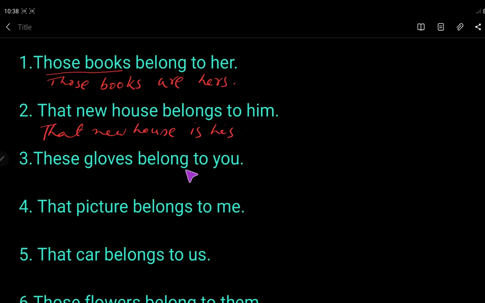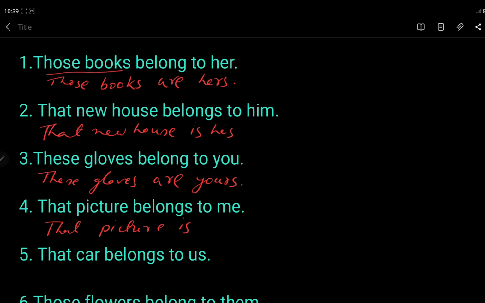These gloves belong to you. Here these gloves is plural, so in place of belong to we need to use the plural form. We can write these gloves are yours. In place of you we can use the possessive pronoun yours. That picture belongs to me. We can write that picture is mine.